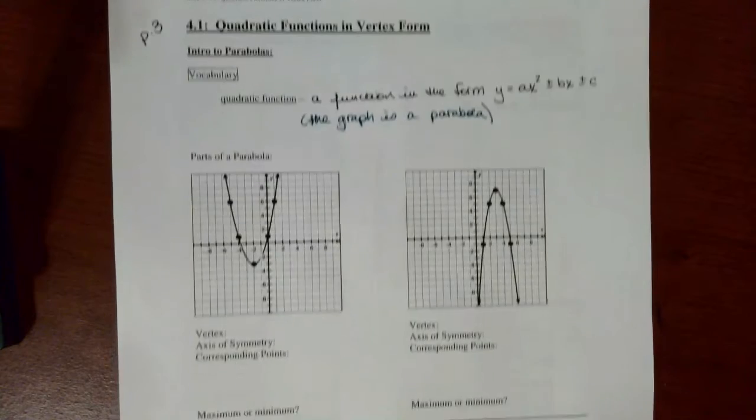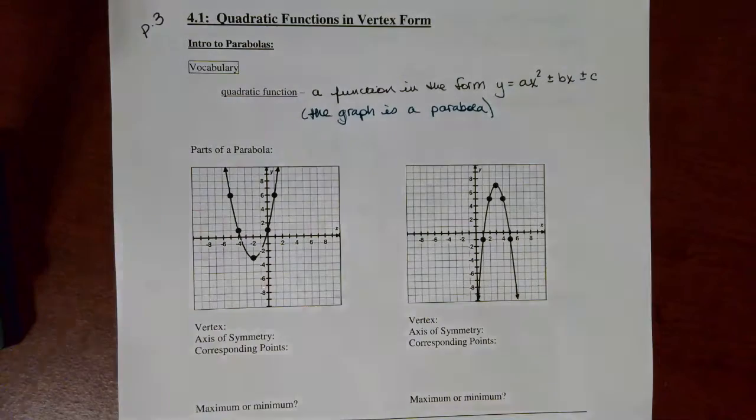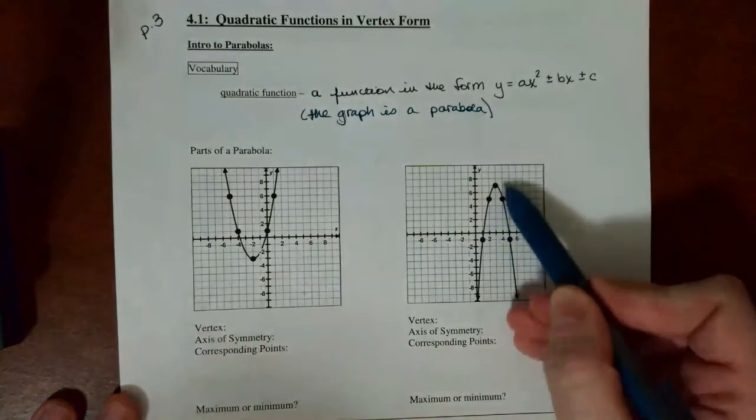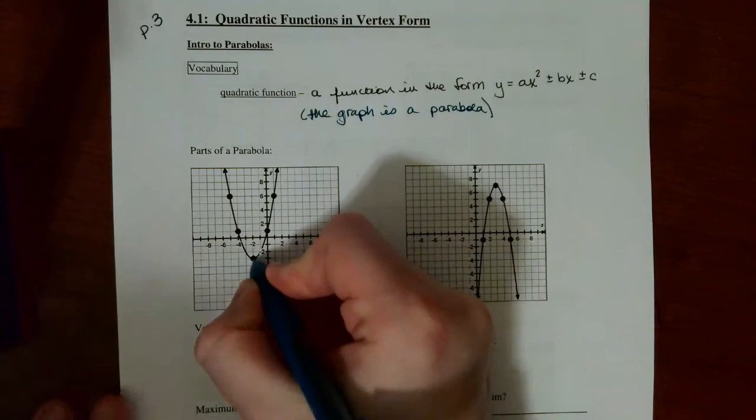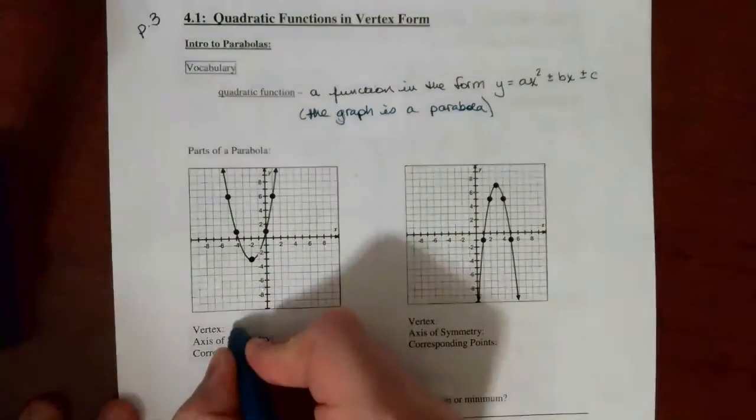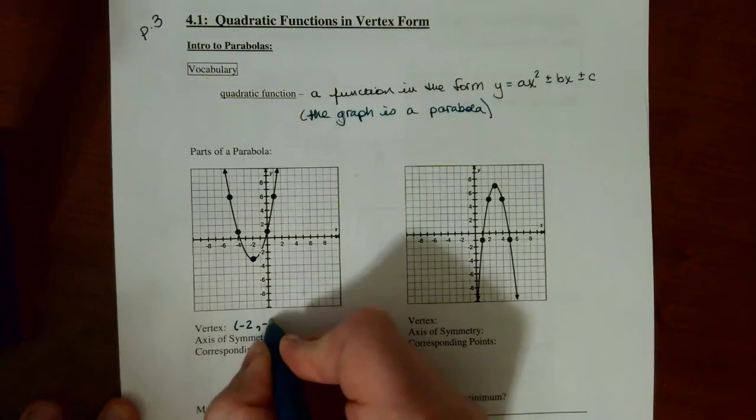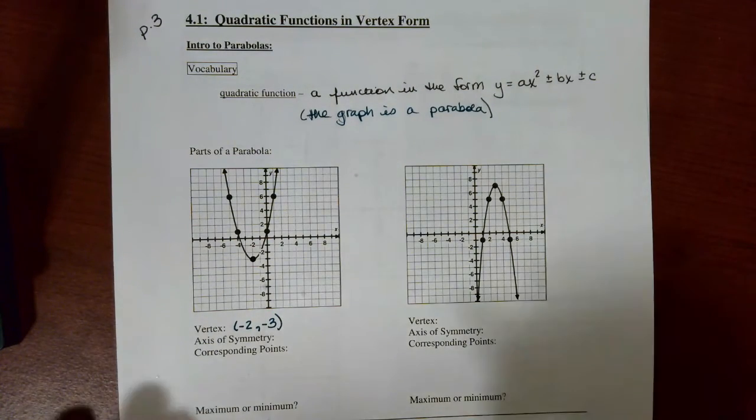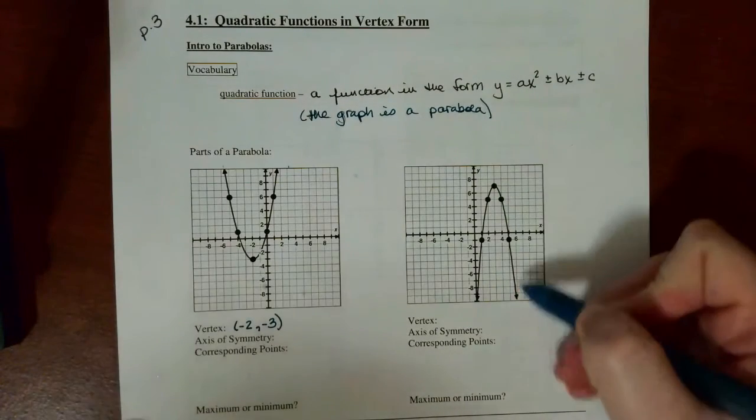But before we get into a lot of nitty-gritty detail, we need to talk about some important parts of a parabola. First of all, the lowest point, or in some cases the highest point on our parabola, is called the vertex. This point right over here is called the vertex. And in this first example, the vertex has coordinates -2, -3. The vertex is either the lowest point for a parabola that looks like this, or the highest point for a parabola that looks like that.